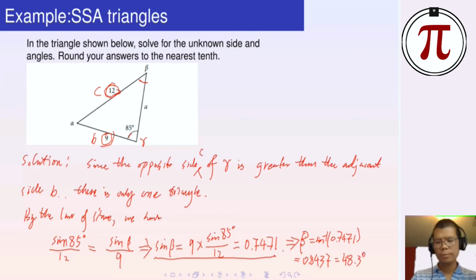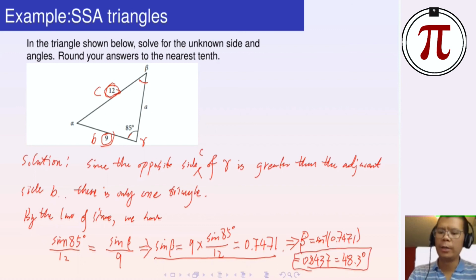48.3 degrees. Do we need to find the other one? No. This one is the only one that works. We don't have to bother to find the other, pi minus this one, because there's only one triangle. If you find the other one, the sum of the angles will be greater than 180, so that's not good. We just need this one.